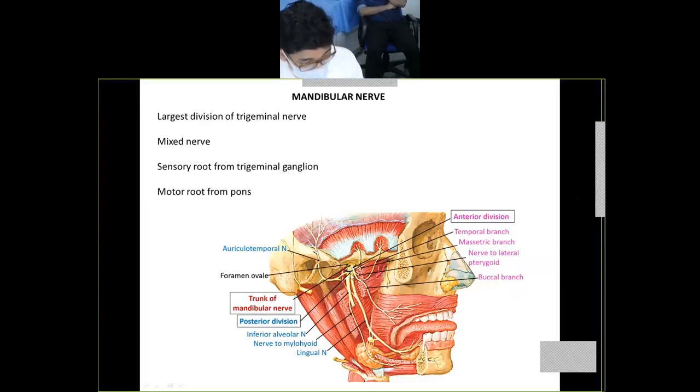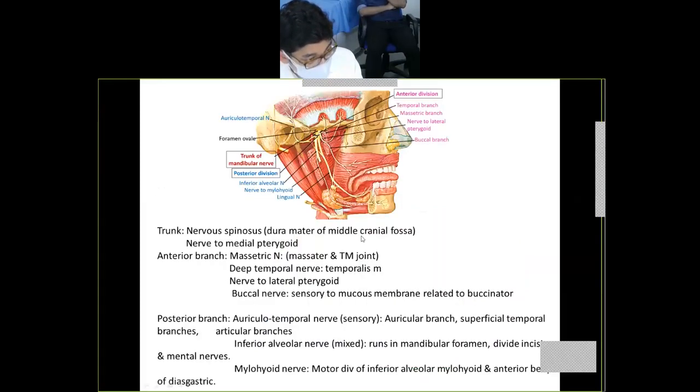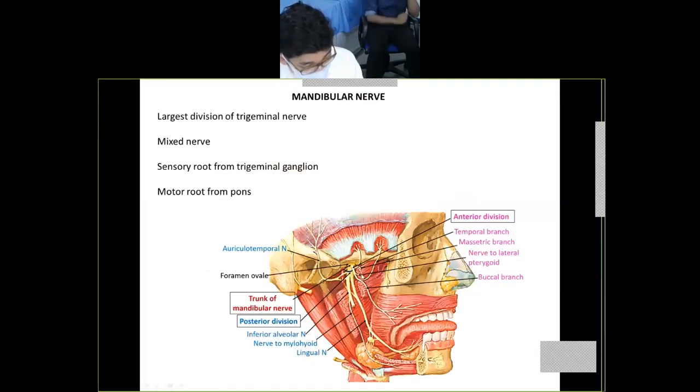Medial to this nerve, there is a ganglion attached, which is known as the otic ganglion. So this is the largest division of the trigeminal nerve. It is a mixed nerve. It passes down from the foramen ovale. It has two roots, sensory and motor, and there is a ganglion attached to it, the otic ganglion. Now, this otic ganglion is responsible for parasympathetic supply to the parotid gland.